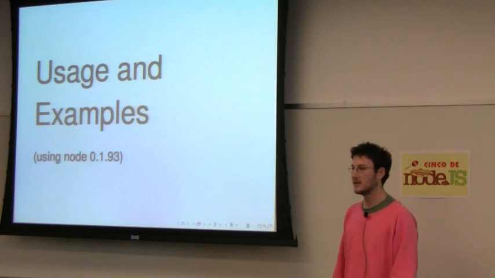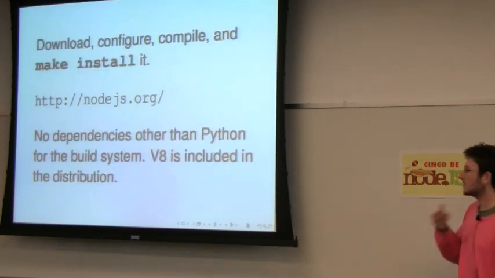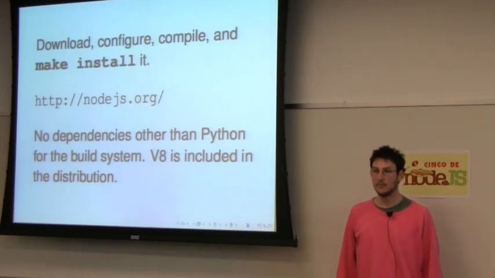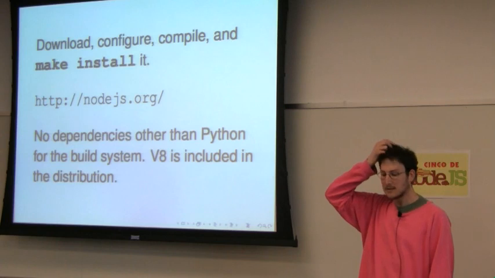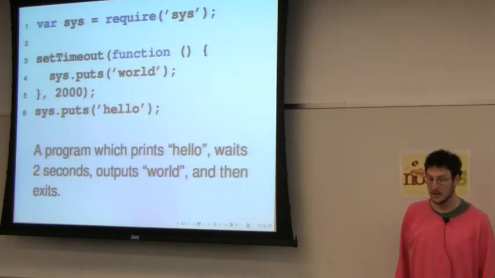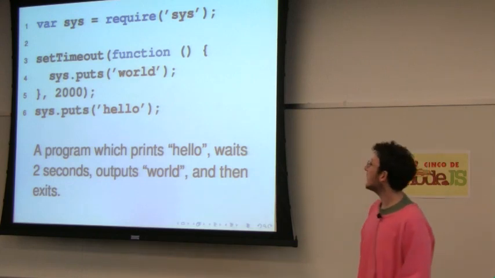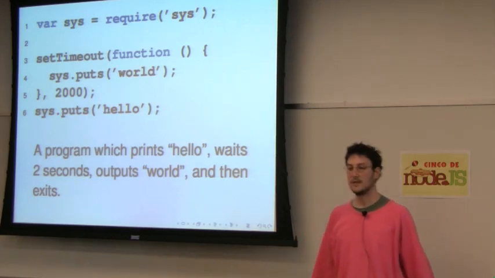Okay, so quickly, a couple of examples. To use it, you download it, configure, make install. There's no dependencies other than Python. V8 comes with it. So here's an example. We're going to load the sys library, which allows you to output stuff to the console.